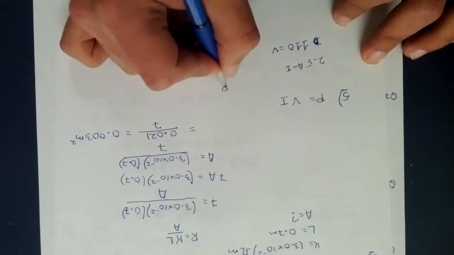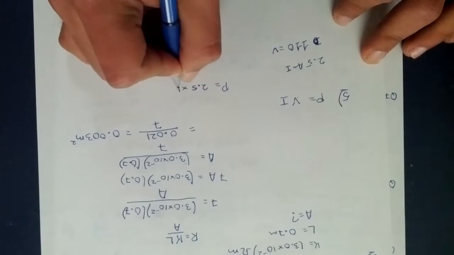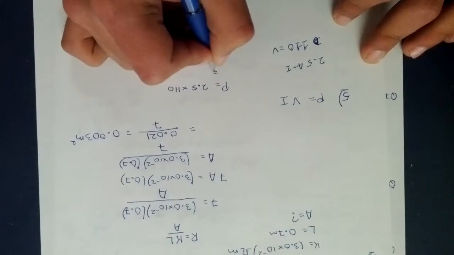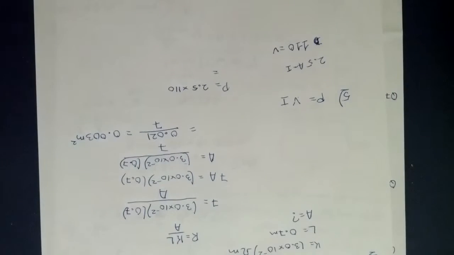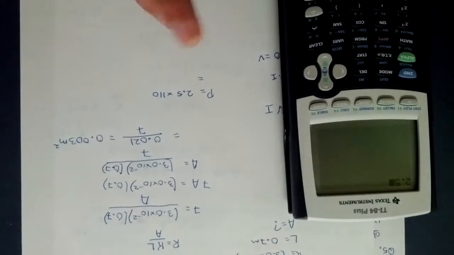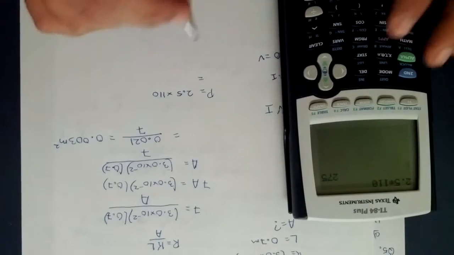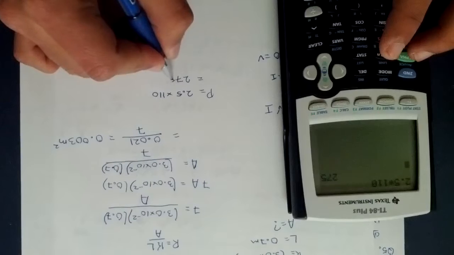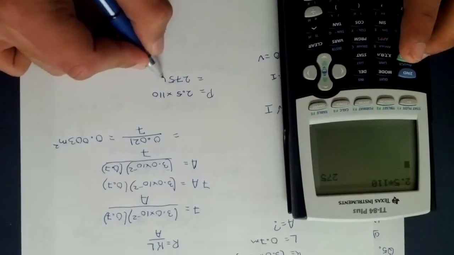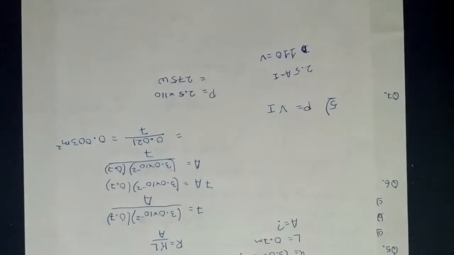So let's just substitute that in. P equals 2.5 times 110 equals, let's use our calculator, 2.5 times 110. And we get 275, and the unit is watt, or capital W. And that's all the first part asked.